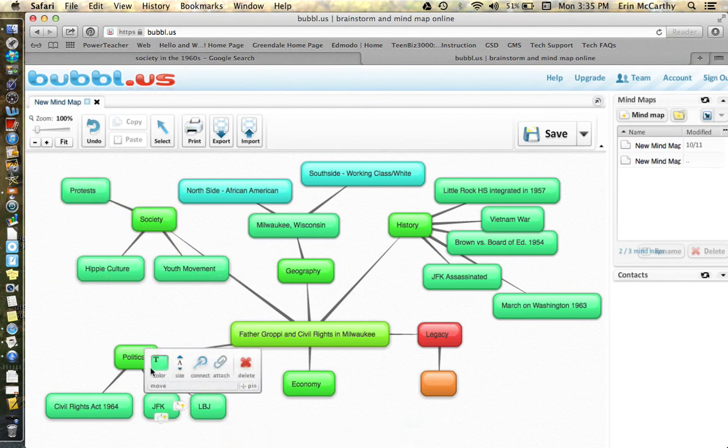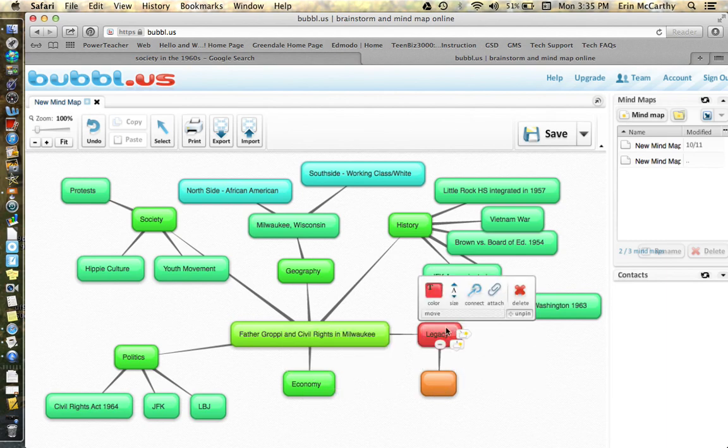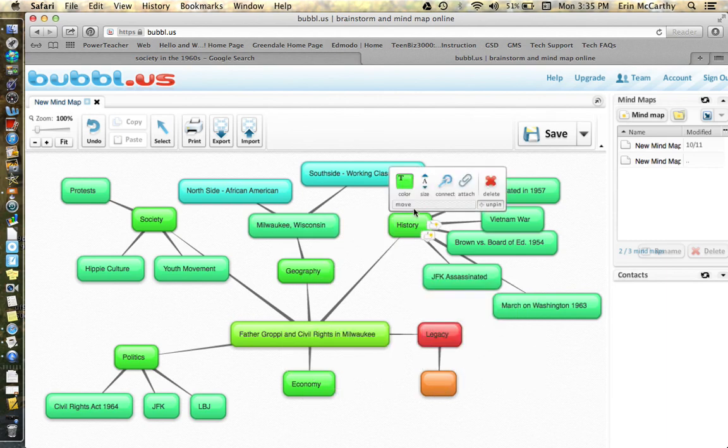All right, and down here under politics I filled in who was the president, and then after he was assassinated, who was the next president, and also the Civil Rights Act of 1964. And then I'm going to start to fill in, I don't know as much about the economy, and I certainly don't know the legacy yet. But this is just the start. This wouldn't be enough to turn in, so I'm going to need to start looking for sources.